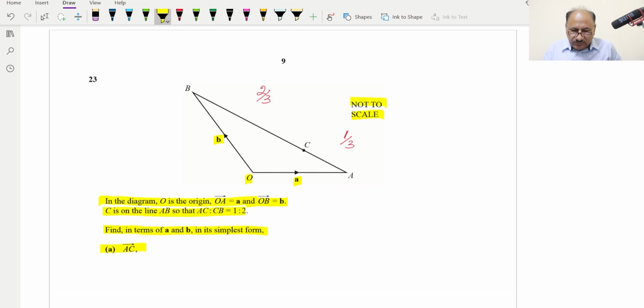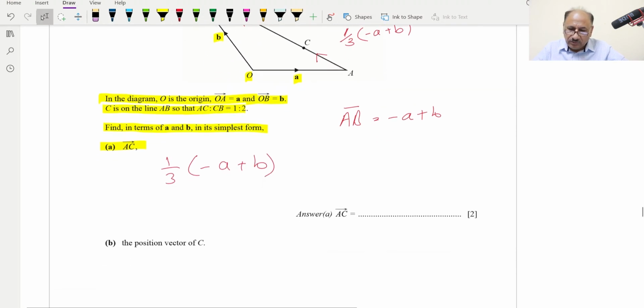So AC is required. So we will write AB first. AB will be equal to minus A plus B. So this will be minus A plus 2/3, and this will be 1/3 of minus A plus B. So this will be the direction. We can write it as 1/3 into minus A plus B. This will be the answer which we can write over here, 1/3 minus A plus B.